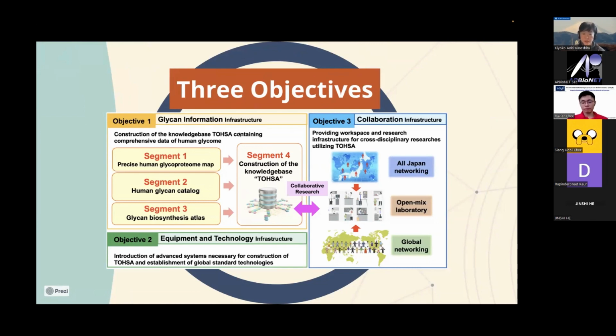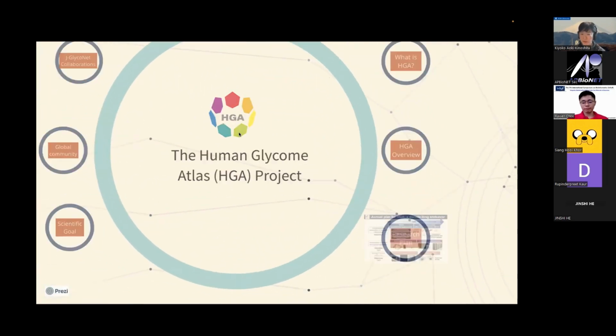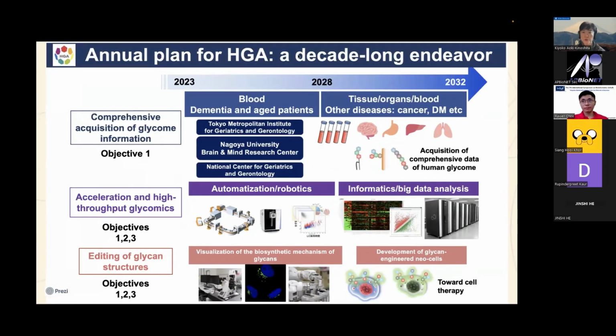by the final year. But the research plan is, across these 10 years, to focus first on blood samples. So dementia and aged patients as samples will be collected and analyzed for their glycomics and glycoproteomics data. There'll be automation and robotics used.